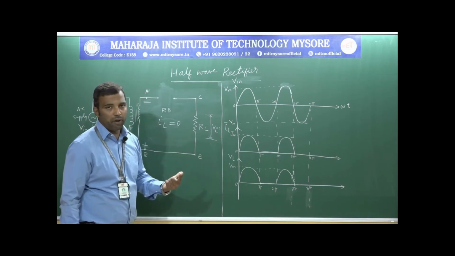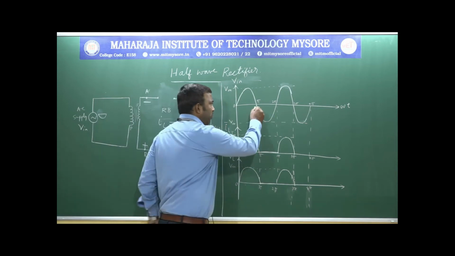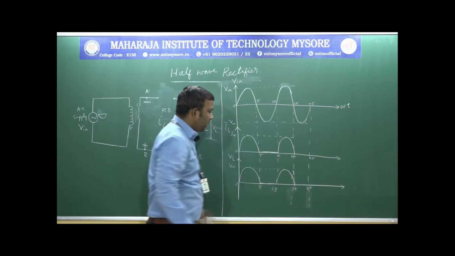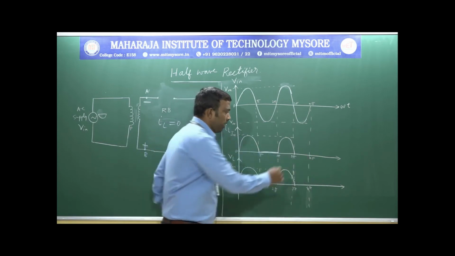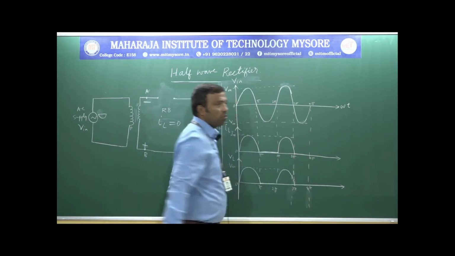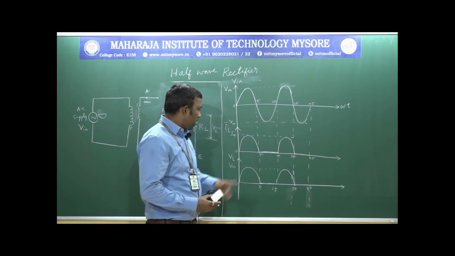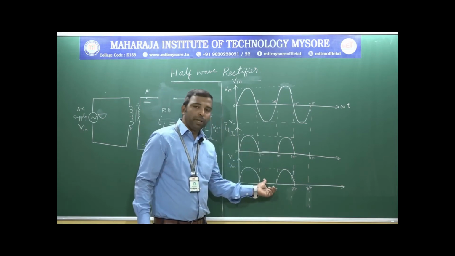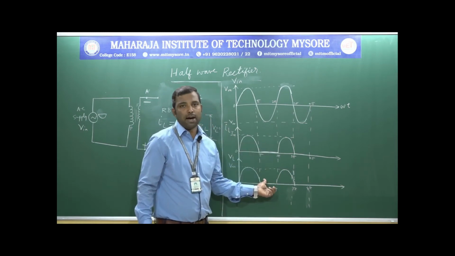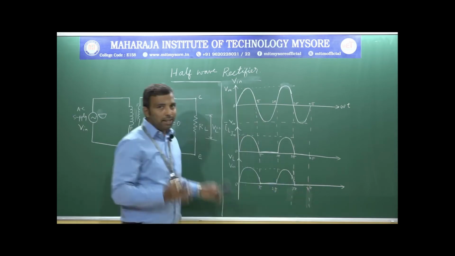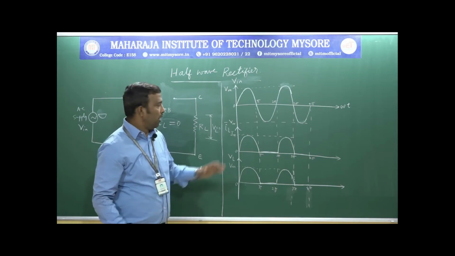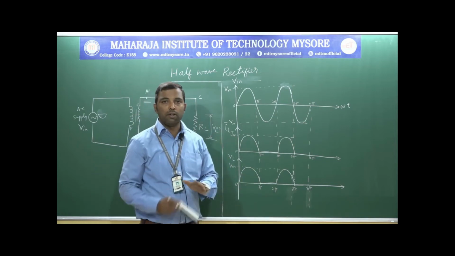We can represent the waveform such that from pi to 2 pi, 3 pi to 4 pi, the current IL is 0. No current flows in the circuit because it is open circuited. Therefore, there is no current and no voltage across the load resistor RL. Therefore, the voltage is also 0. In this negative half cycle, the current and voltage are 0.